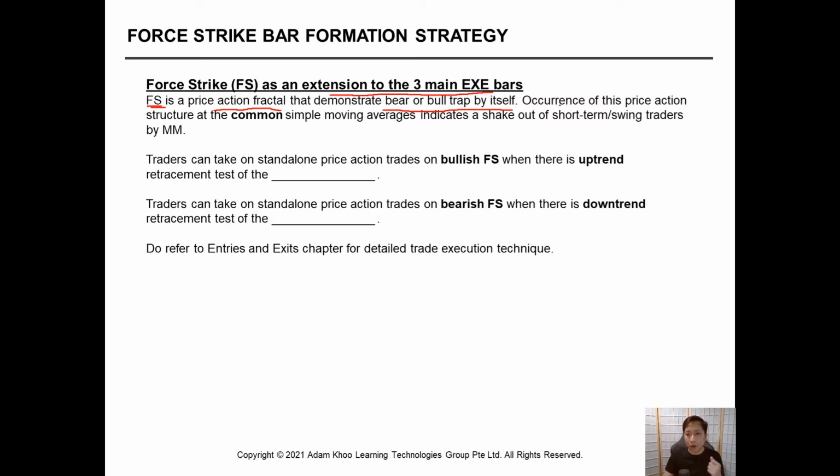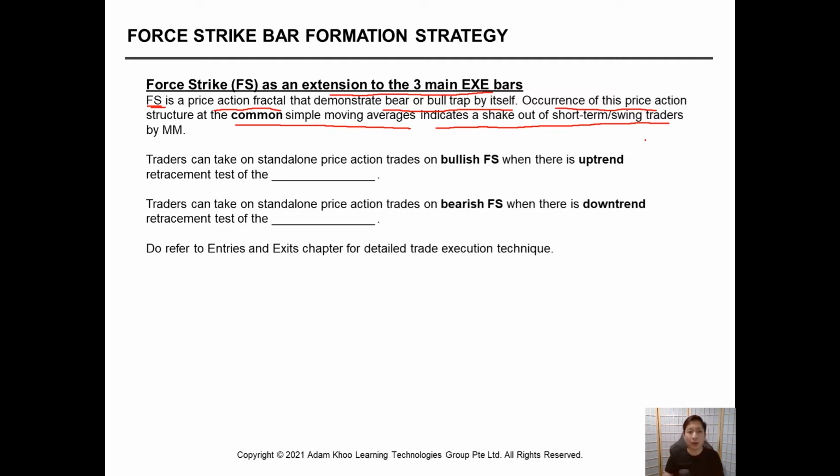And the occurrence of such price action structure at the common simple moving averages indicates a shakeout of the short-term or swing traders, depending on the time frame that you're using. If you use this on the short-term time frame, it indicates shakeout of short-term traders. If you're using it on the swing trading time frame, it indicates shakeout of swing traders. Shakeout means that if traders are long, the price action basically does a counter direction. Counter direction means they probably drop down first before going back up. A counter direction, we call this a shakeout in a sense.